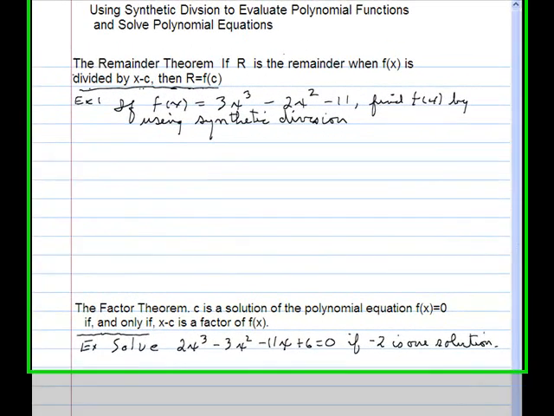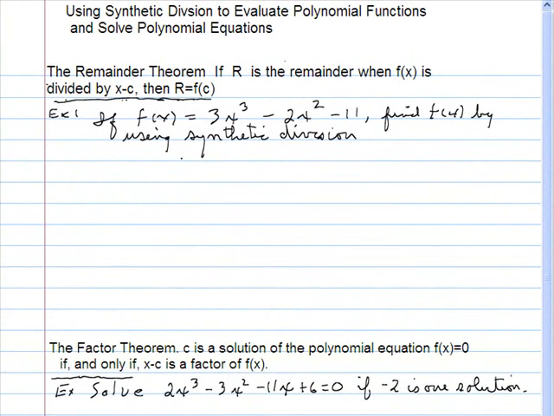In this podcast, we're going to look at some of the powerful applications for the synthetic division that we developed in the previous podcast. It's called Using Synthetic Division to Evaluate Polynomial Functions. That's one of the things we'll do. And then to solve polynomial equations will be the second application.